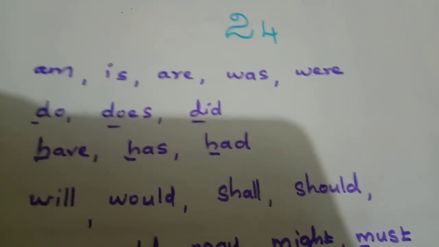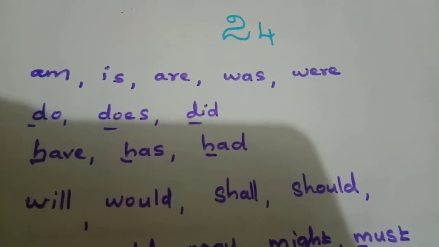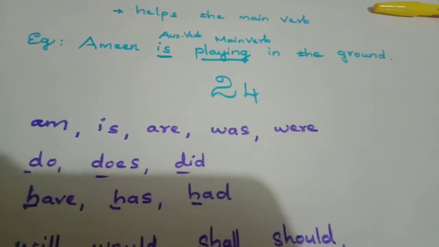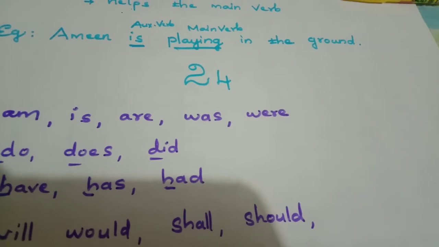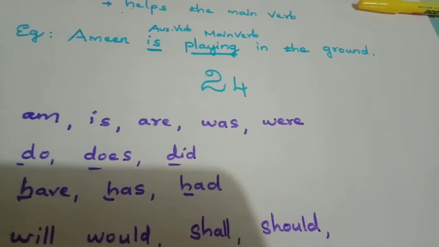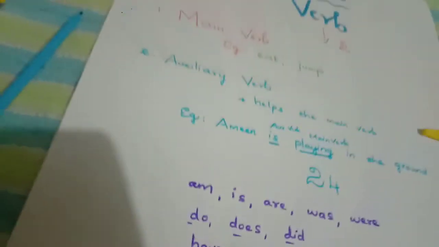Wherever you see does, you can say immediately that it's an auxiliary verb. Okay, have we got it? So today we learned auxiliary verbs. What's the duty of the auxiliary verb? It helps the main verb. So there are a total of 24 auxiliary verbs.